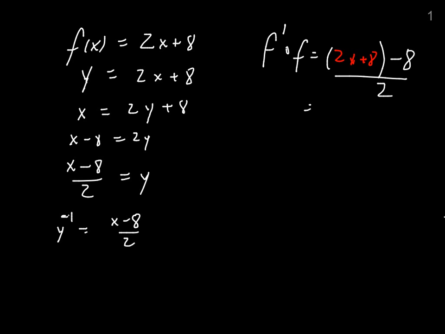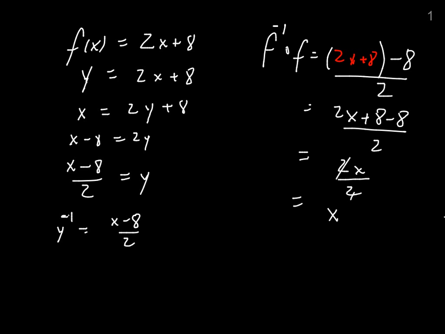So what this gives me is 2x plus 8 minus 8, all divided by 2. That gives me 2x over 2, and then reducing further, I get x. So we see that the composition of f inverse with f gives me the function x. We get y equals x.